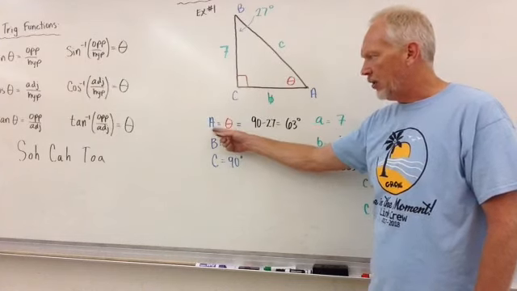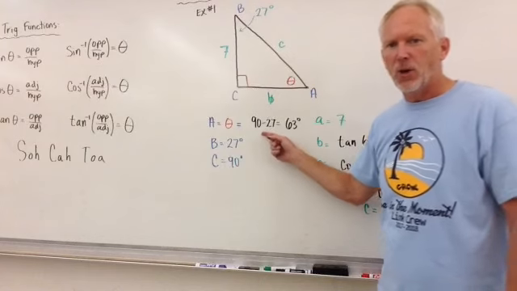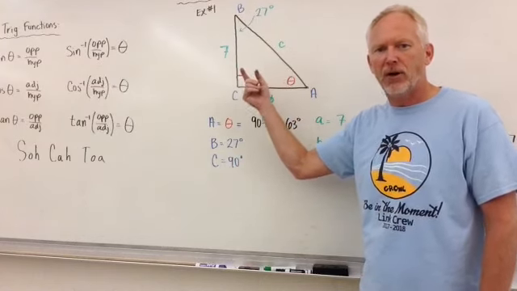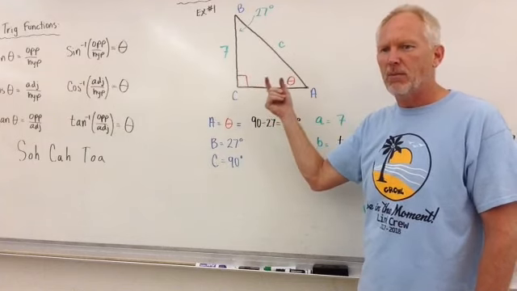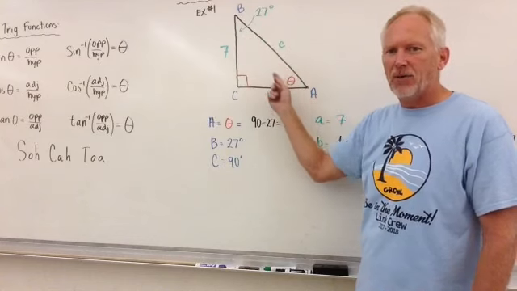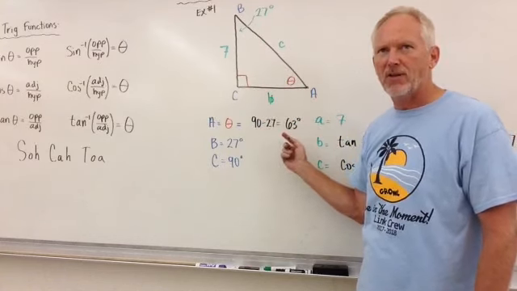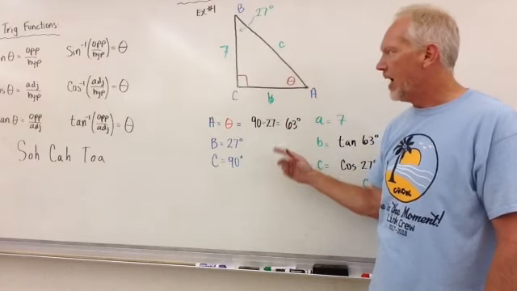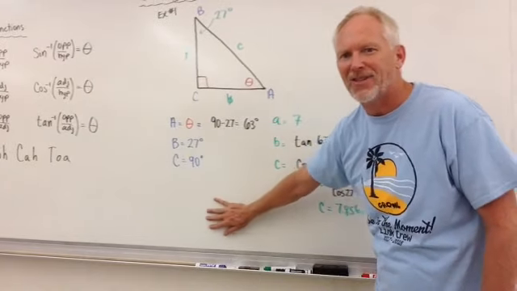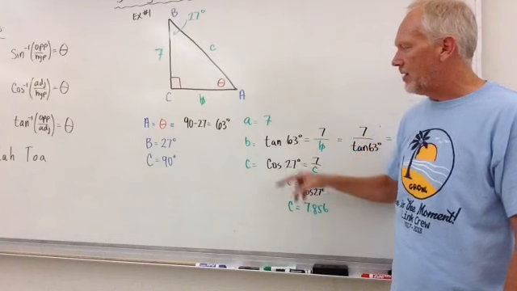We need angle A. Well, we know B is 27, we know C is 90. So what we can do is, because all angles on the interior of a triangle add up to 180 degrees, then that means that these two must add up to 90 degrees if that one's 90. So we take 90 minus 27 is 63 degrees, and so our angle theta is 63 degrees. All right, so now we need to figure out the side lengths. So here we go. We have A is side 7.